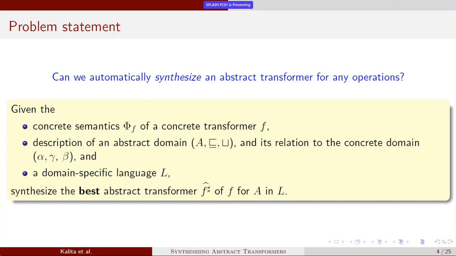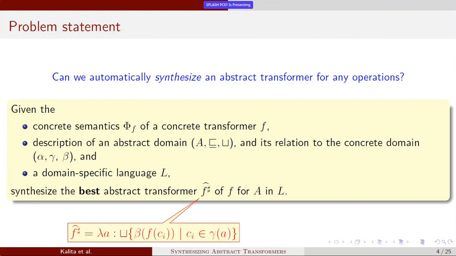Now, what is this best abstract transformer F sharp hat? It takes the join of the post values, obtained by applying beta to each concrete value from the gamma of A.